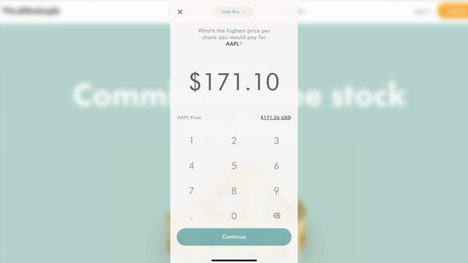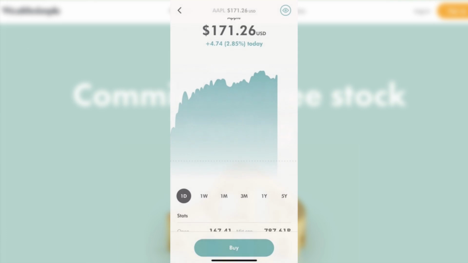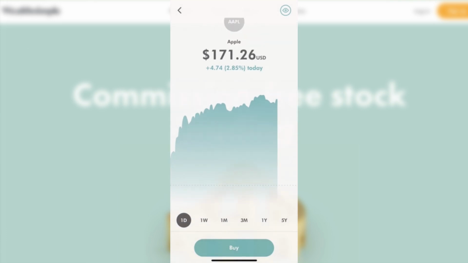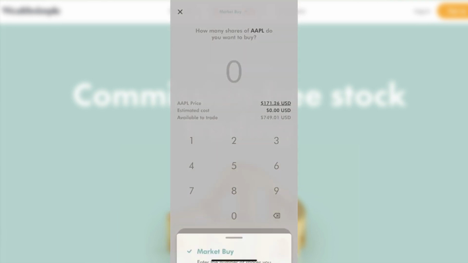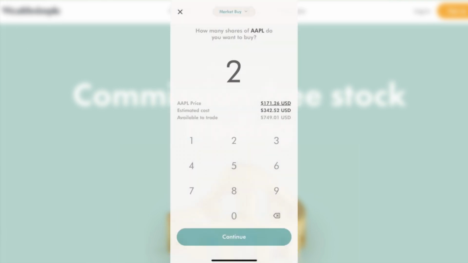Depending on the stock liquidity, limit orders come in very handy, especially with small caps. But with the current beta testing of the app, the data quote, again, is delayed by 15 minutes. So there's really no point of buying with a limit order since I don't have any live quotes here. So for the sake of the demo, I'm going to purchase 2 shares of Apple with a market order. So I type 2 shares of Apple. You can see that the cost will be around $342, and I have $749 to trade in my account. So 2 shares of Apple, I will click continue.